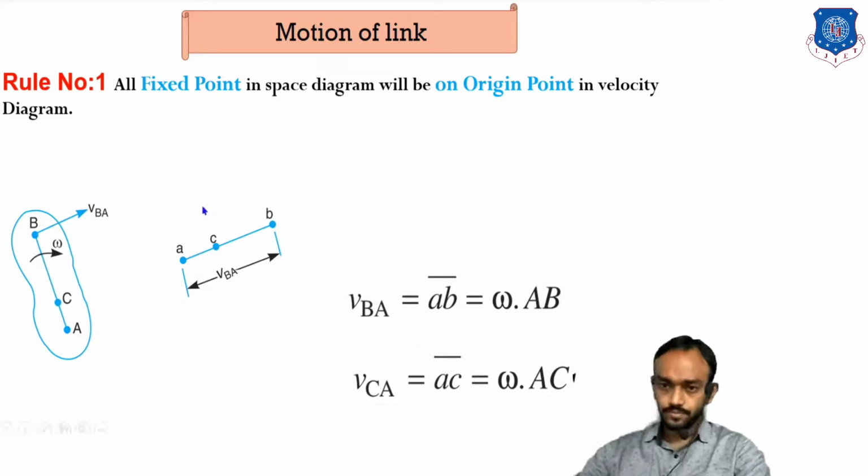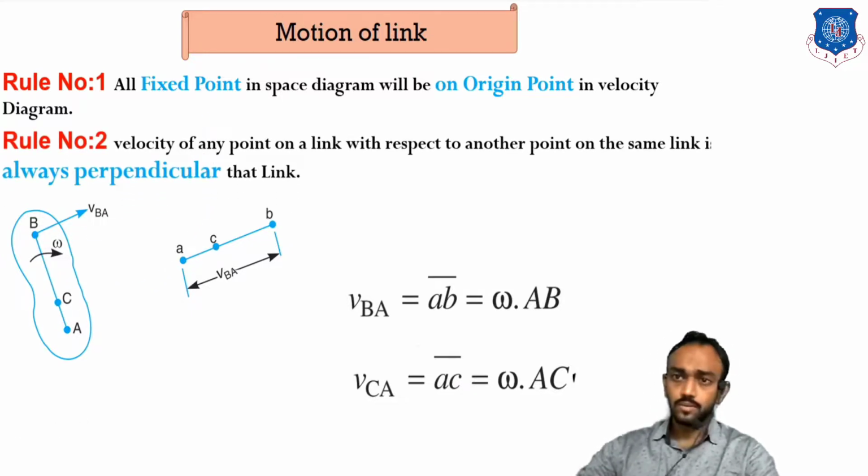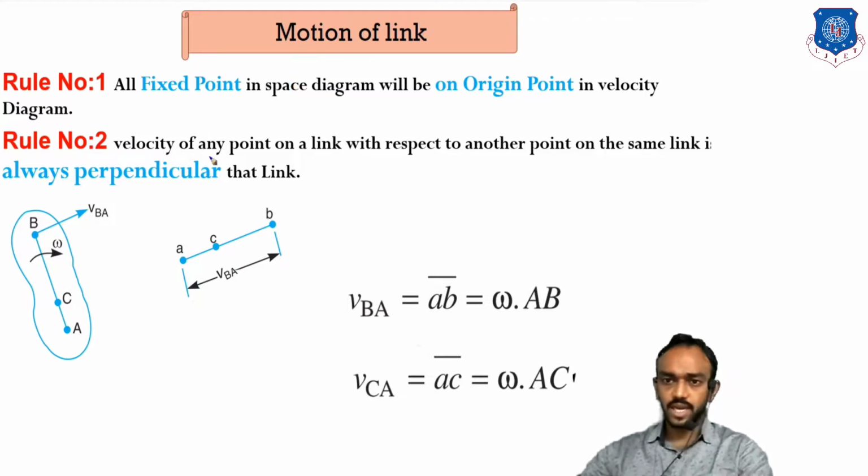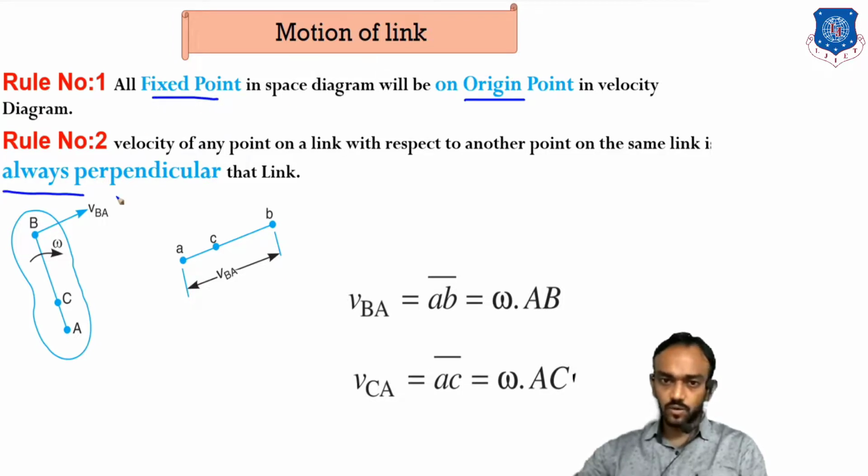Okay, so the second rule of this velocity diagram is: velocity of any point on a link will always be perpendicular to that link. So the first rule is all fixed points will be at the origin, and the second rule is velocity of any point on a link will be perpendicular to it.